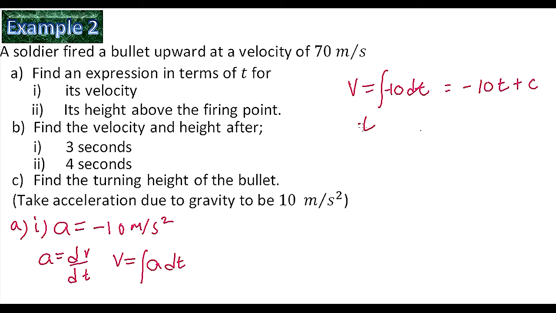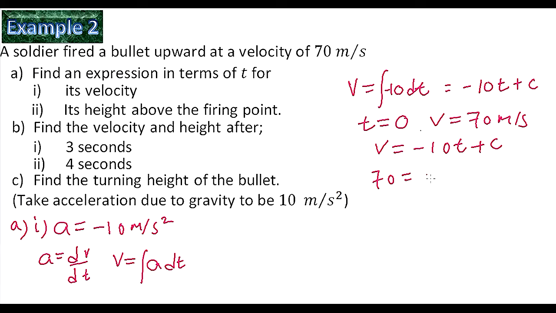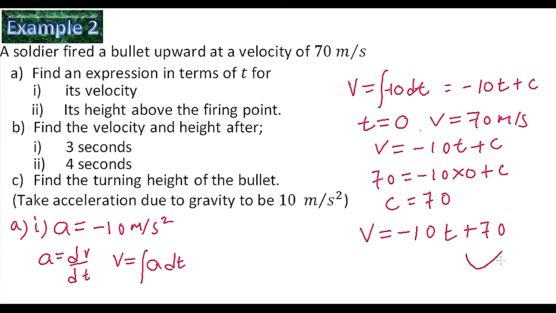So we say that before the bullet started moving upwards, at t is equal to 0, the velocity was 70 meters per second. This means from our expression, v is equals to minus 10t plus c. We substitute, so v is 70, the velocity which was fired upward, is equals to, time is 0, so this is minus 10 multiplied by 0 plus c. So you find that minus 10 times 0 is 0, and therefore our c is equals to 70. This implies that the velocity is equals to, now we substitute our 70 in place of c, minus 10t plus 70. So that is how you work out part A, Roman number 1.